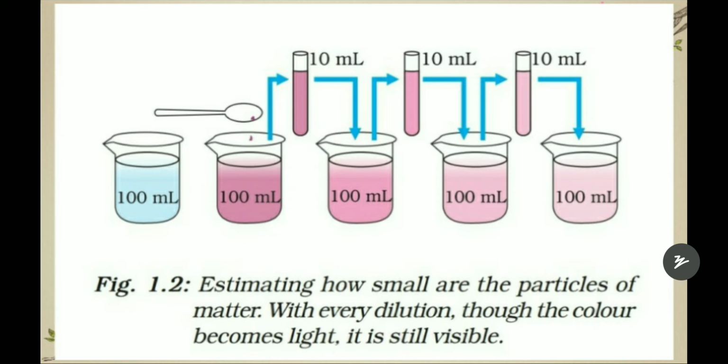Now what would happen? As you can see here, this is given in the textbook. When we add the crystals of KMnO4 and transfer 10 ml to each test tube till the 9th test tube, we find that the purple color of the solution is diluted. So we conclude that each potassium permanganate crystal must be made of millions of small particles which keep on spreading and imparting color to water molecules.